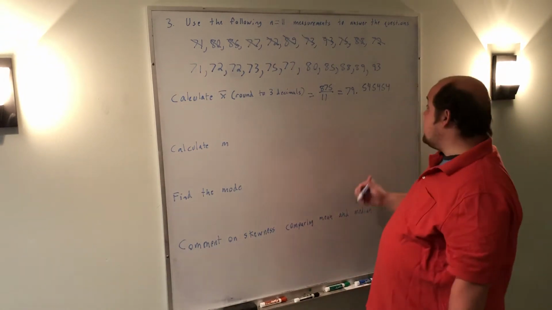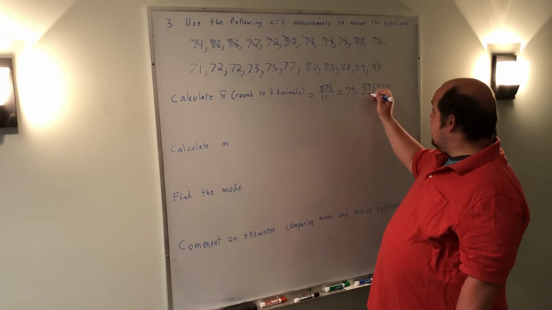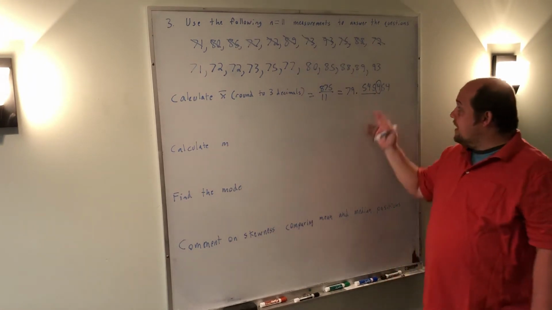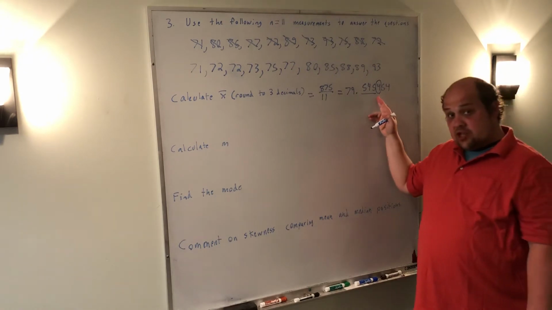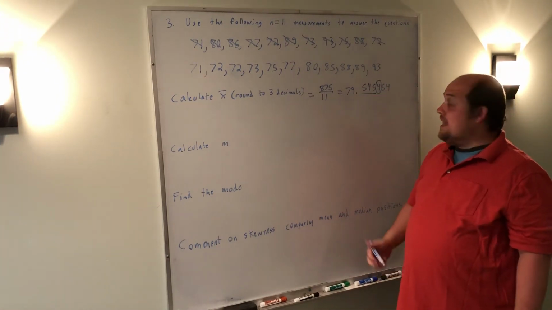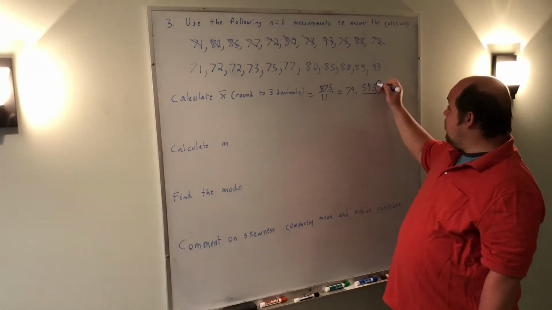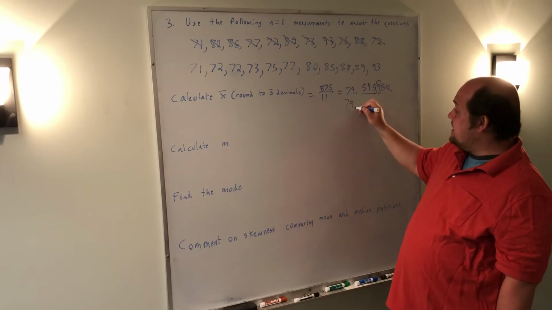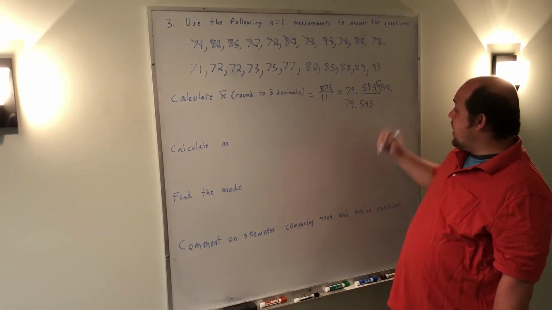What rounding to 3 decimal places looks like is keeping these 3 digits and looking at the first digit you drop. If this circled first digit that I drop is 5 or larger, I would need to round up. In this case, since it's 4 or smaller, I can just drop it and report my answer as 79.545.